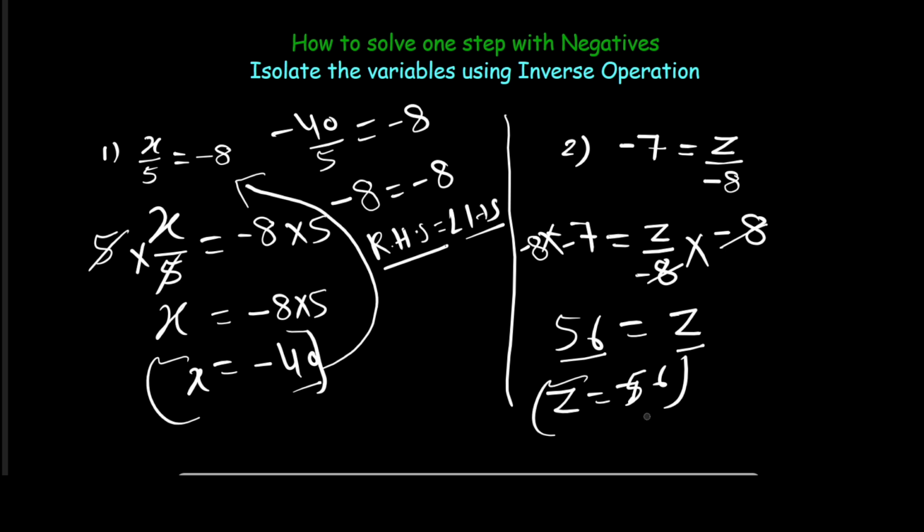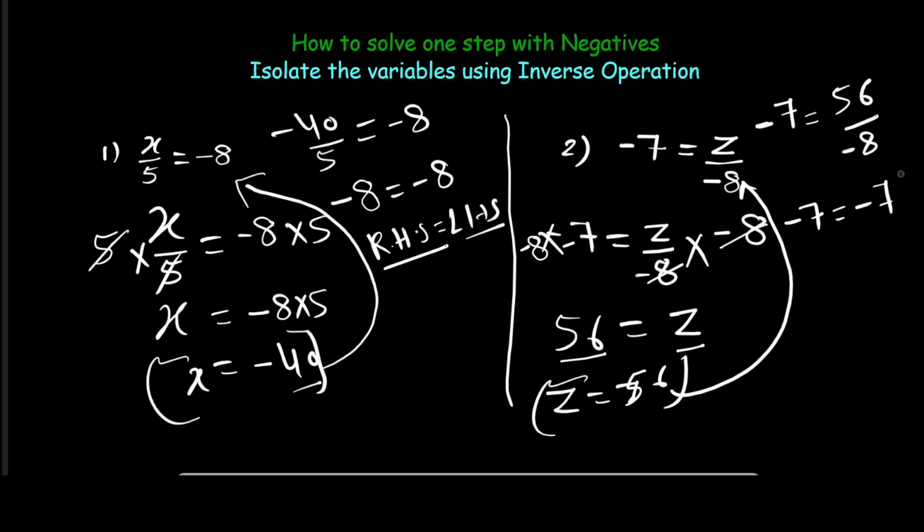If we want to verify it, we have to plug this value into the initial equation. So let's do it. Minus 7 equals z, which means 56 divided by minus 8. If we divide 56 by minus 8, it will give us minus 7. So here the right hand side is equal to the left hand side. It shows that our answer is correct.